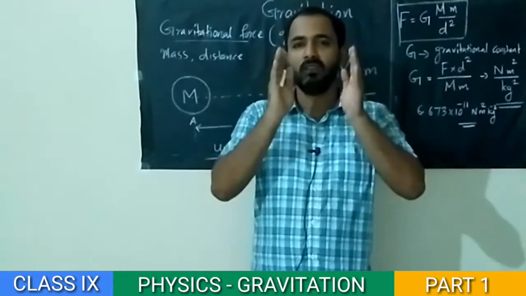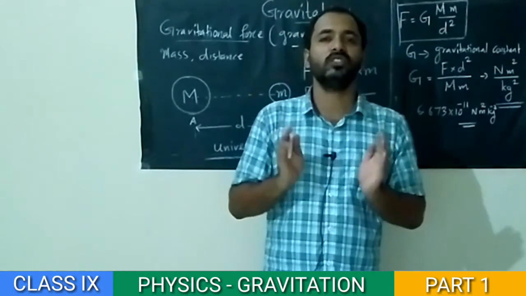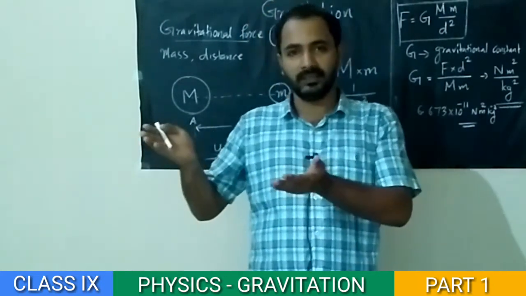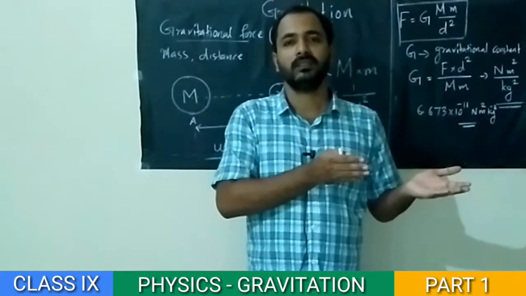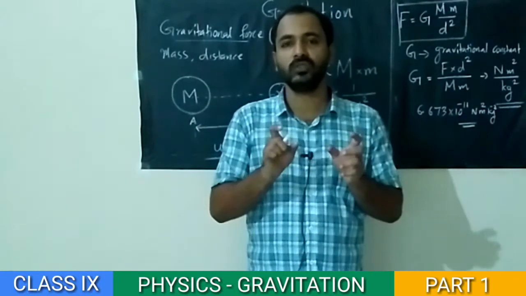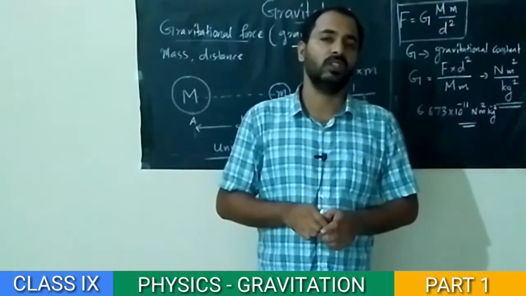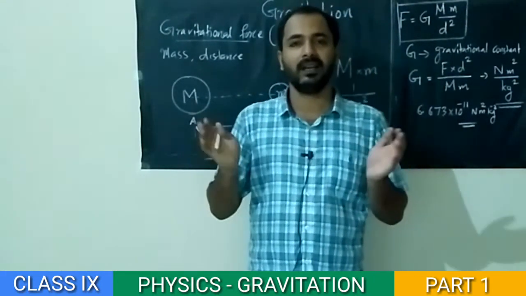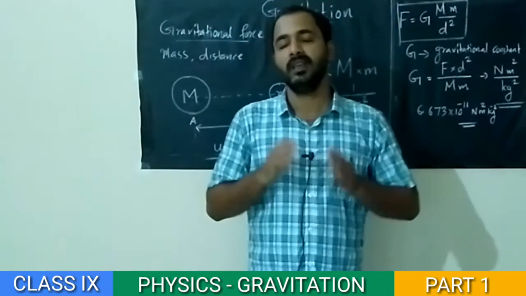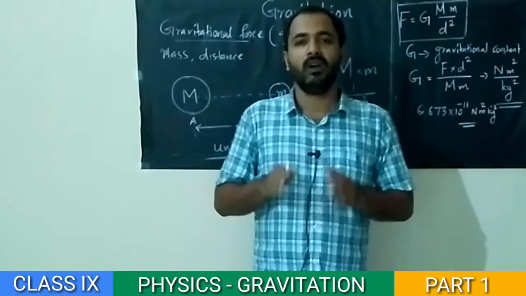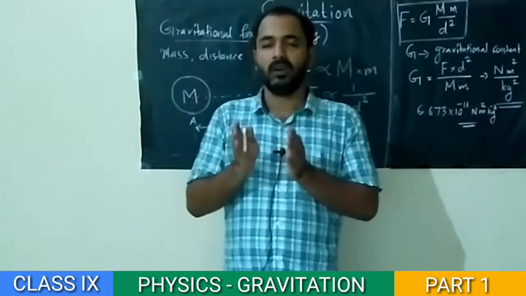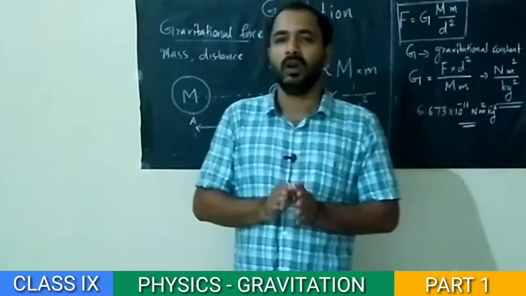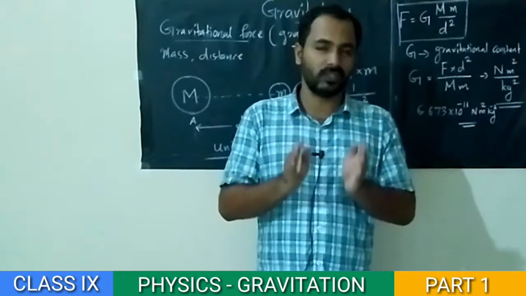Rain falls down to the earth due to the force of gravitation. Water flows in the river due to the force of gravitation. Gravitational force binds us to the earth. All planets are revolving around the sun, and all satellites are revolving around the planets. All of these are due to the force of gravitation.